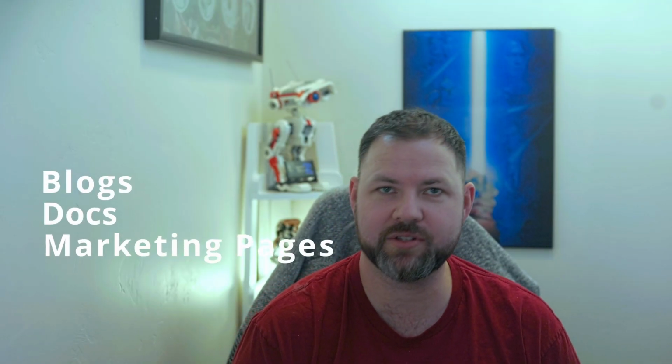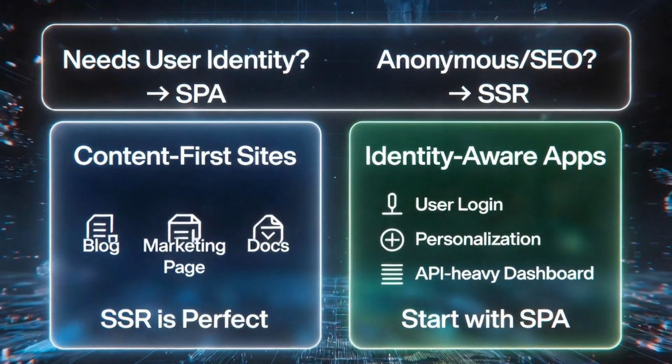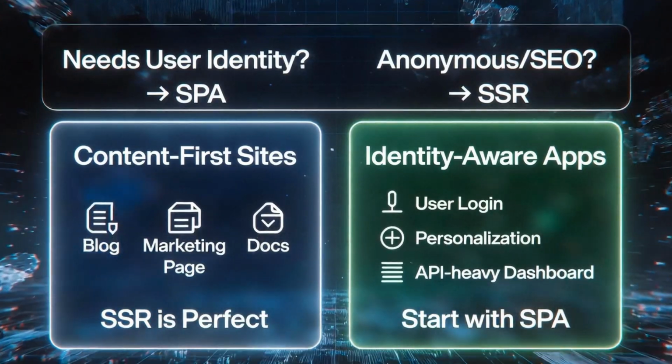SSR did not die. Its sweet spot got narrower. If your site is anonymous, content first, and SEO driven, SSR is still great. Think blogs, docs, marketing pages. But if your app is identity aware, API heavy, and highly interactive, starting SPA first is usually the cleaner, more future aligned choice. So my rule of thumb is simple. If your app needs to know who the user is, start with a SPA. If it does not, SSR is still a solid option. And the thing to avoid is the messy middle, where SSR and client auth are tangled together everywhere. That is where complexity multiplies and velocity drops.